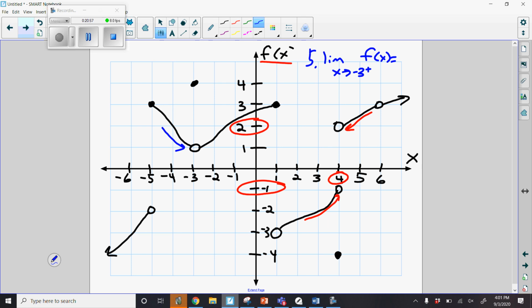Well, again, I'm asking about the limit as x approaches -3, but this time I'm asking about approaching from the right. So as I approach -3 from the right side, right, I'm still focusing on the same x value as last time, but now I'm approaching from the right. Well, from the right side, I see I keep getting closer and closer and closer to a value of 1. By the way, it's really important. Remember, I said the limit doesn't care what's happening exactly at -3.